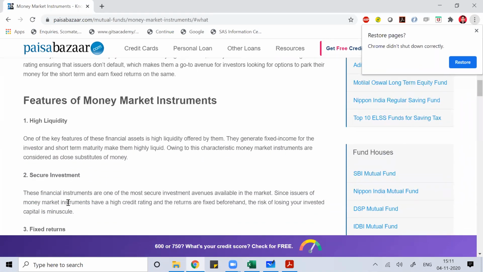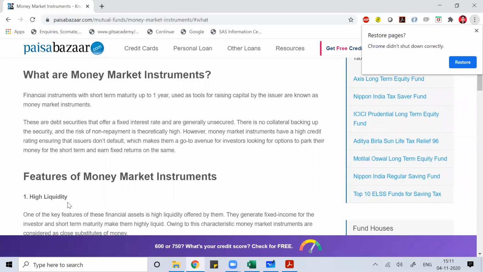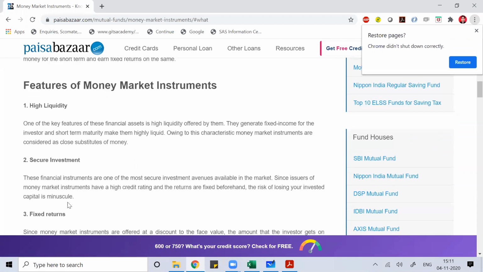In mutual funds also, when you invest in a mutual fund and look for a short-term liquid fund, your money will be invested in money market instruments. Money market instruments have a maturity of less than 1 year, so we call them money market instruments. You can read about them.